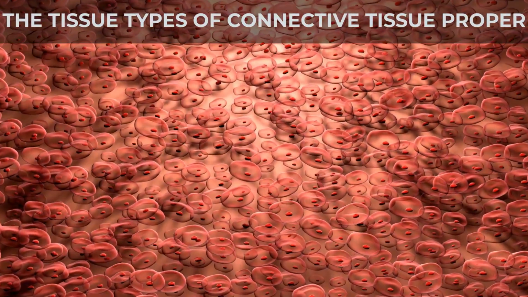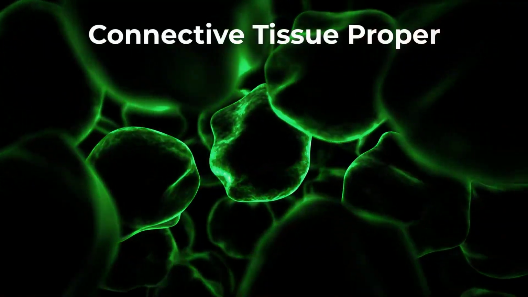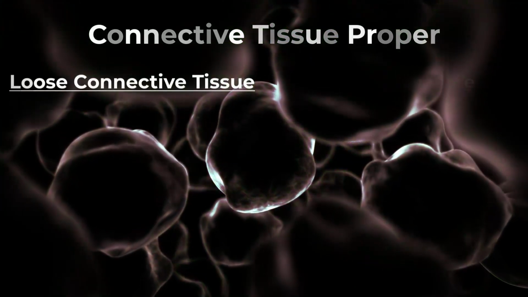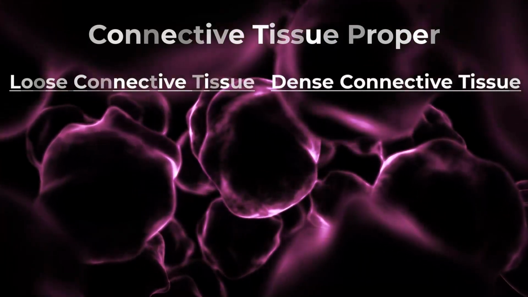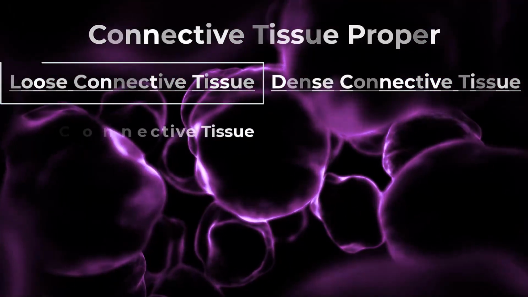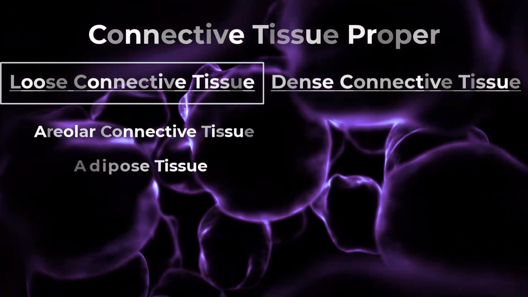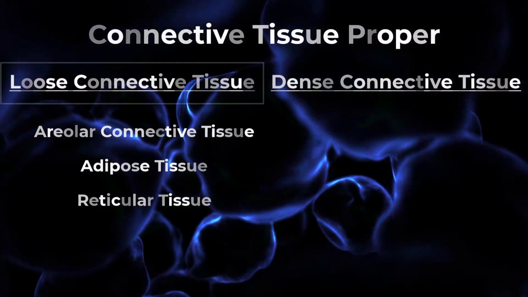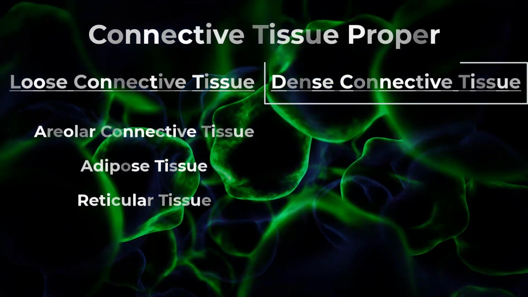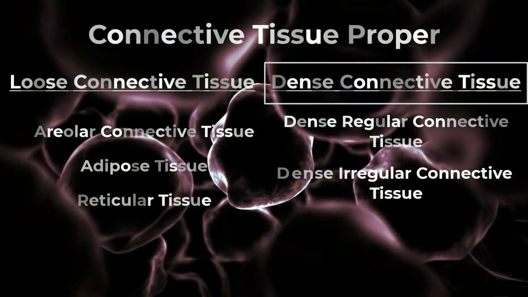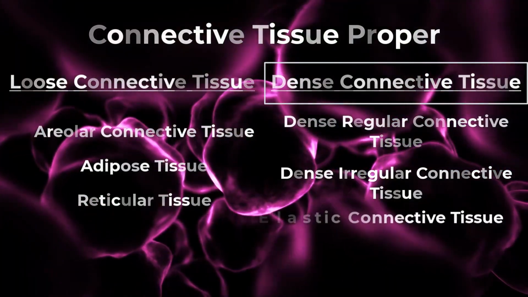The tissue types of connective tissue proper. Connective tissue proper contains tissues that fall into two different categories: loose connective tissues and dense connective tissues. There are three types of loose connective tissues: areolar connective tissue, adipose or fat tissue, and reticular tissue. The three types of dense connective tissues are dense regular connective tissue, dense irregular connective tissue, and elastic connective tissue.